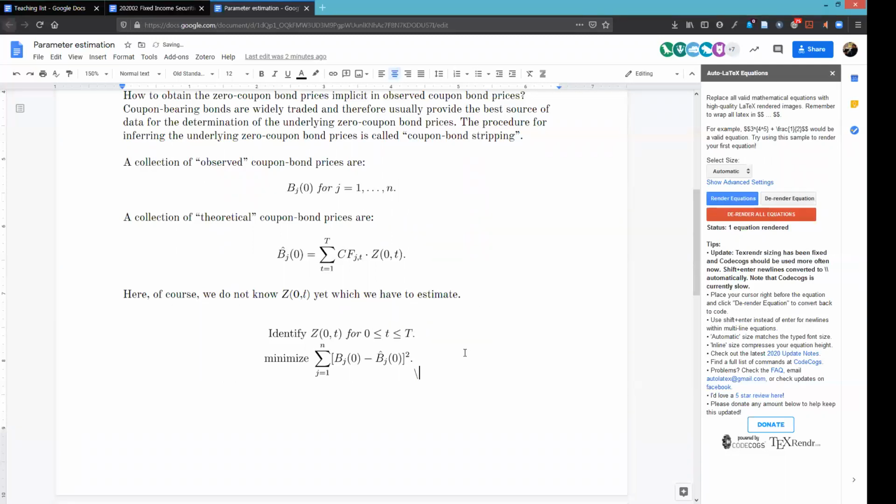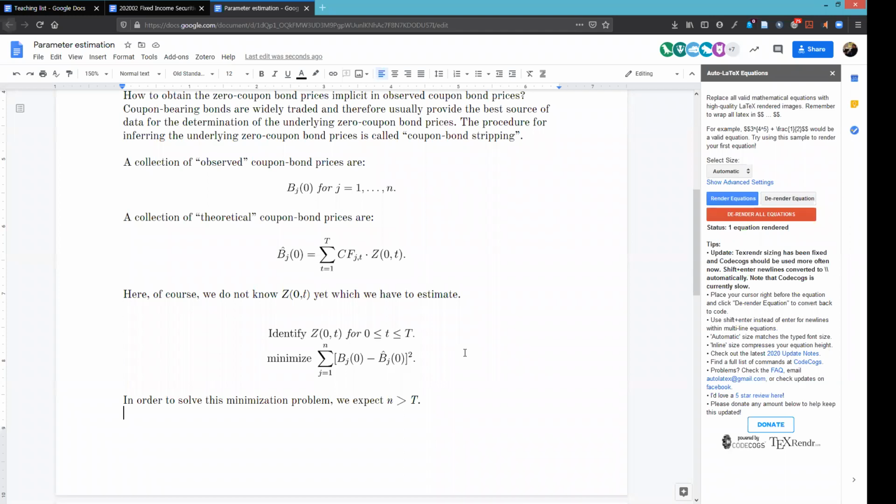So let me write down because this is important. In order to solve this minimization problem, we expect n to be greater than t. In that case, we have more data than unknowns, so it is called a regression problem.